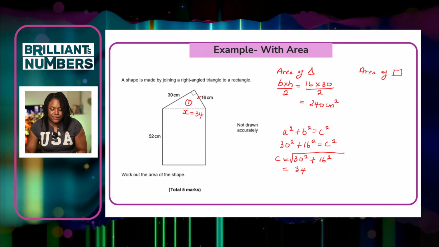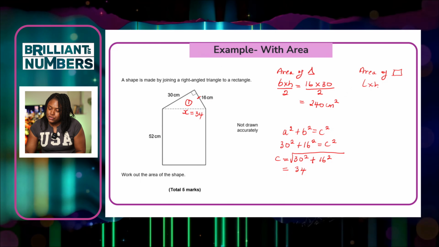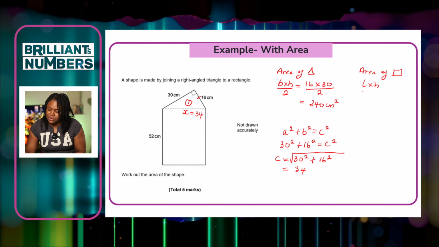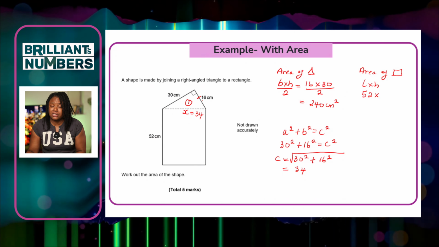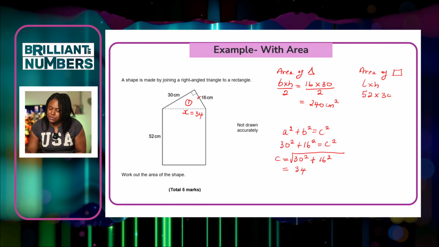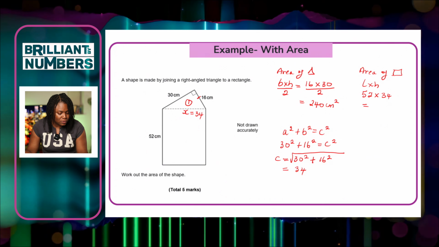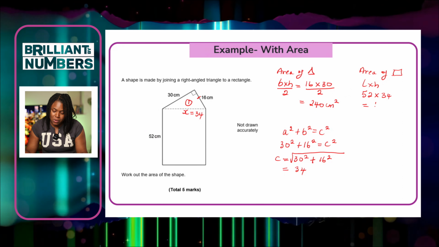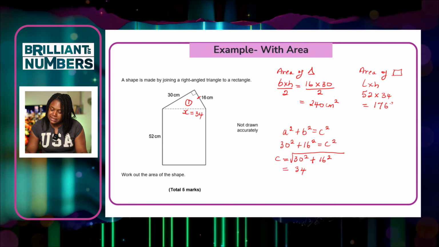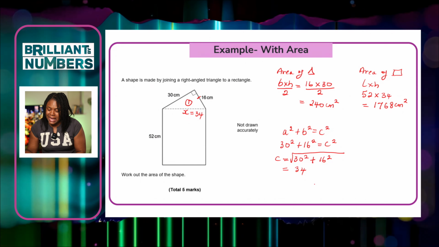Now the area of the rectangle is the length multiplied by the width. So the length is 52, so I'm doing 52 multiplied by the distance we just found, which is 34. So calculator, 52 times 34, and that's equal to 1768. Beautiful.